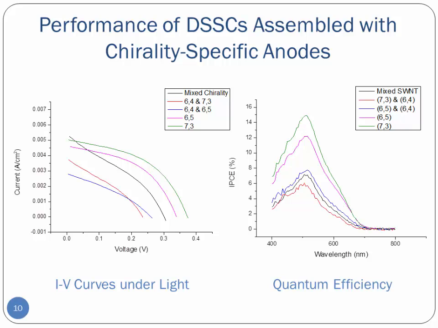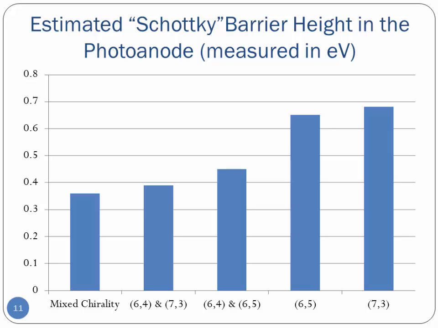Another thing about the short circuit current: we say that we shift down the Fermi level of titanium dioxide, which means that we shift down the titanium dioxide conduction band. So there is a driving force for the electrons to be injected from the LUMO of the dye to the titanium dioxide conduction band. So even the short circuit current and the quantum efficiency, of course, are increased by the single chirality. Then we measured the Schottky barrier height, and you can see that there is a proportion between the efficiency of the cells and the Schottky barrier height. The Schottky barrier height is measured by the dark current of the cells.